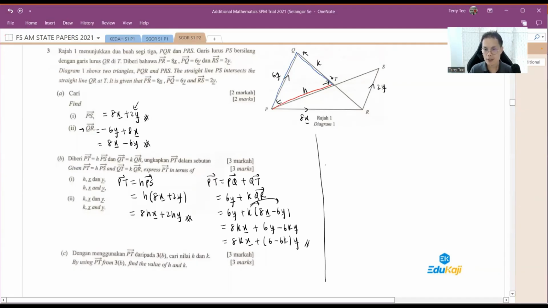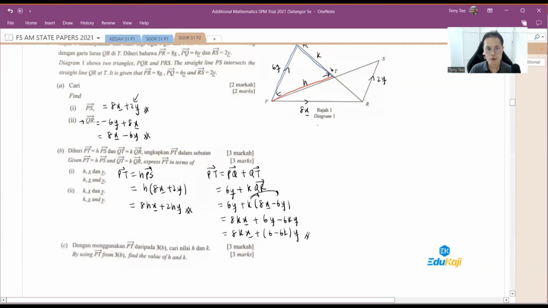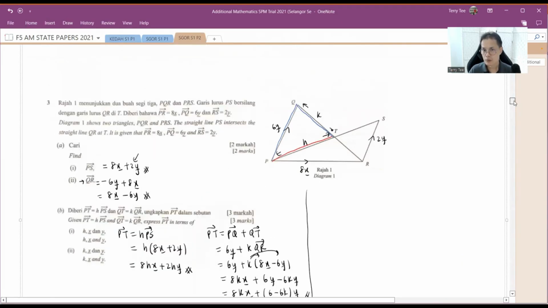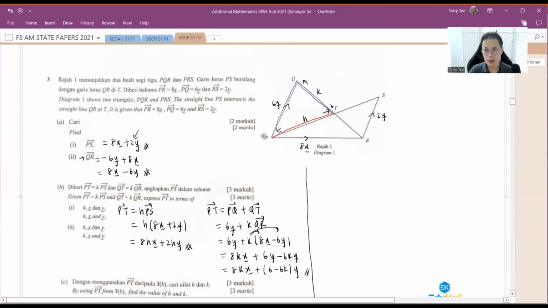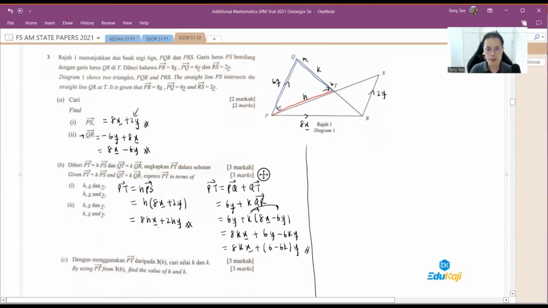All right, next one. You're supposed to solve for part C, supposed to solve for h and k. Okay, very simple. Now we got two versions of PT, right? They both are moving the same direction and end up getting the same thing, PT. One is going up, coming down. One is going directly. So to find the value of h and k, we can just equate these two vector PT. So the first will be 8hx plus 2hy.